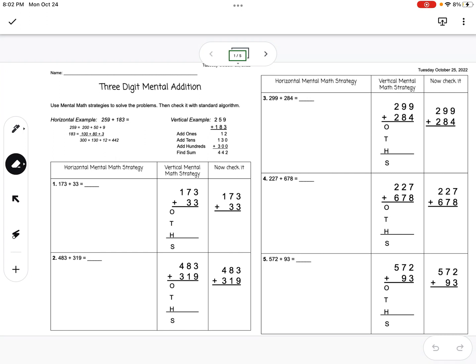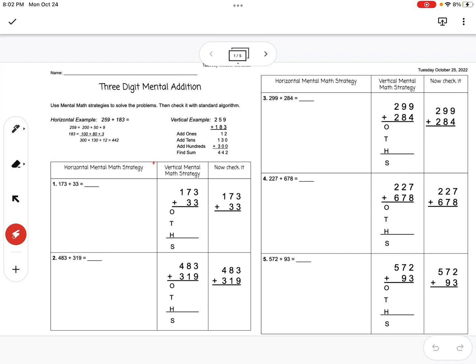So you can see that we are going to do a first column of horizontal, which means side to side. If you look up here at our example, you can see that they're taking each of our addends and stretching it out into expanded form. So 259 equals 200 plus 50 plus 9. Then they take the addend of 183. So 100 plus 80 plus 3. Then they add it down. So 9 plus 3 equals 12. 50 plus 80 equals 130. 100 plus 200 equals 300, and then you add that across. 300 plus 130 plus 12 equals 442.